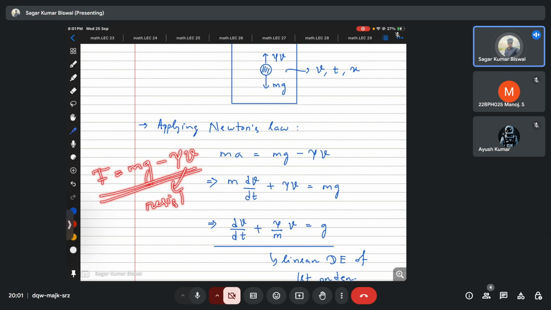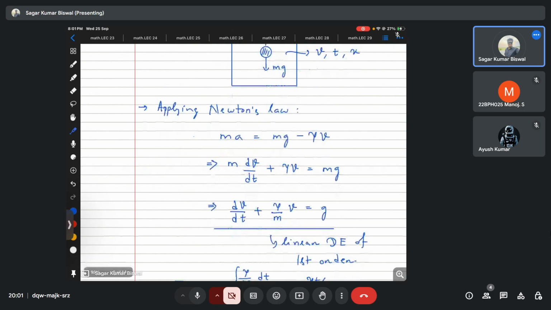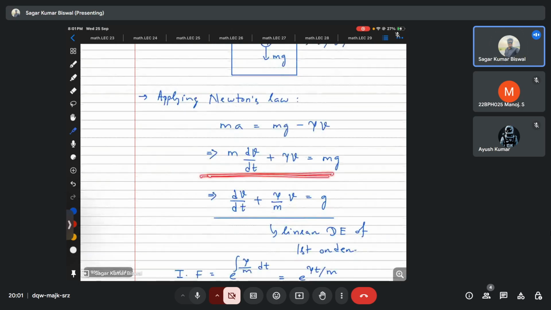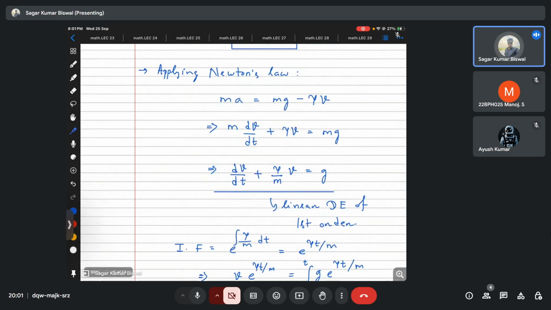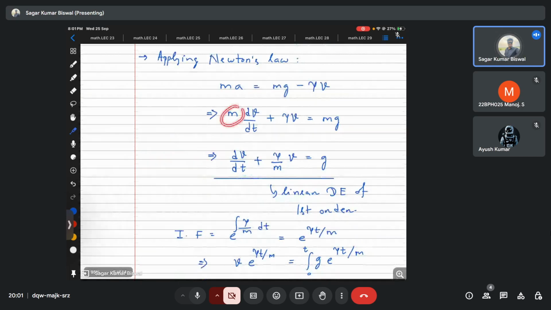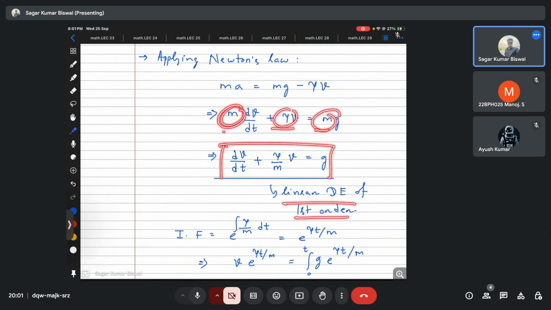This is the resistive force. This is also acting on the particle. So this is now the equation of motion, and if you divide throughout this equation by m, this will be the linear differential equation we have to solve, right?